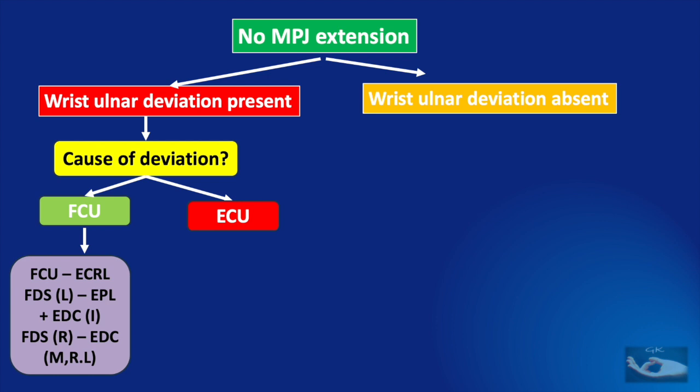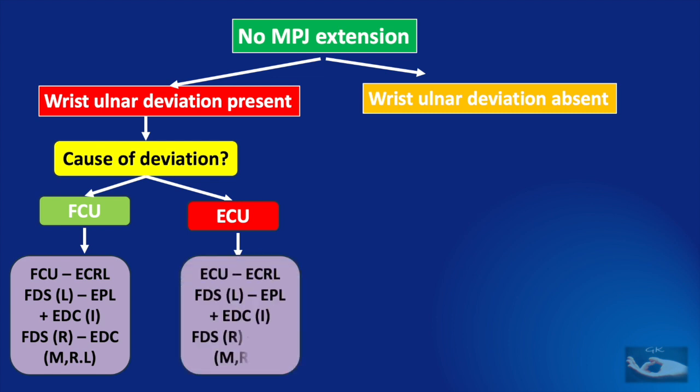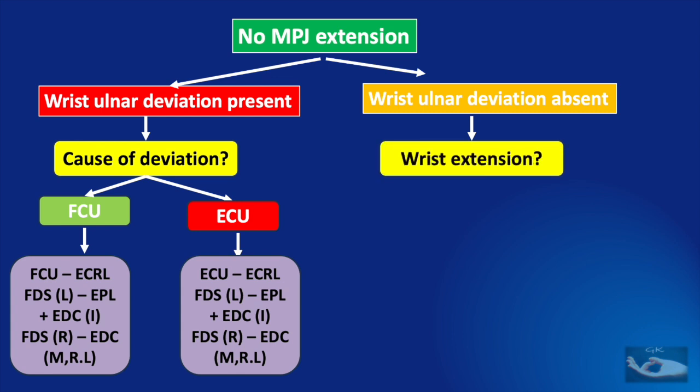If extensor carpi ulnaris is the cause of the wrist ulnar deviation, the protocol is the same as already described, except that the extensor carpi ulnaris will be used as a transfer to the extensor carpi radialis longus to get back wrist extension. If wrist ulnar deviation is absent, we need to look for whether wrist extension is present.